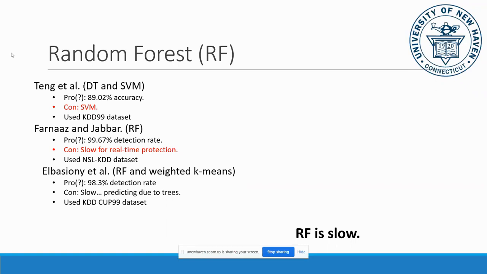There were 3 papers that they mentioned. Again, you can see the pros to these papers is that they have high detection rates. But the con for random forest in general is that it's slow at classifying a sample. So it's slow for real-time protection.